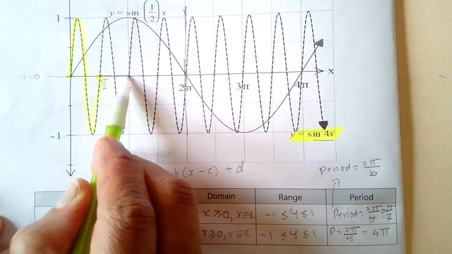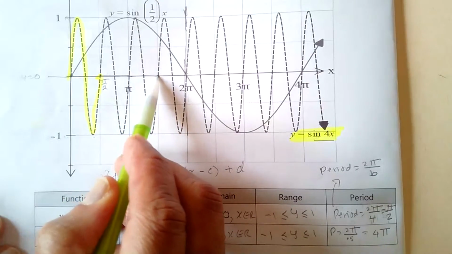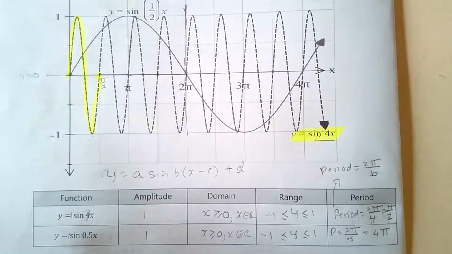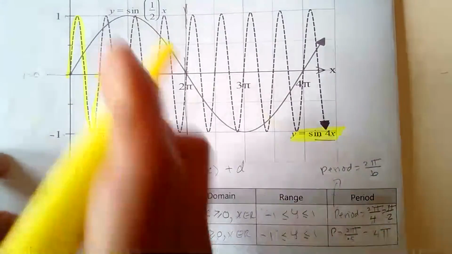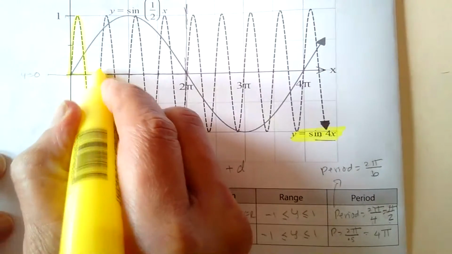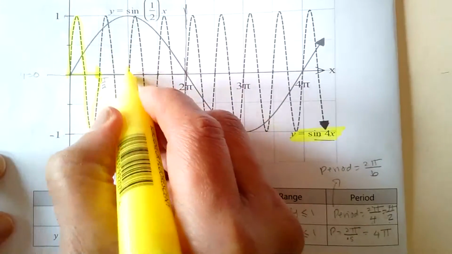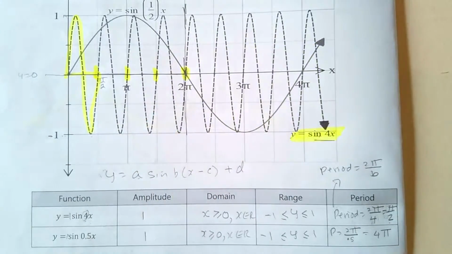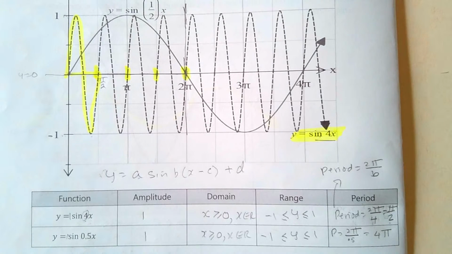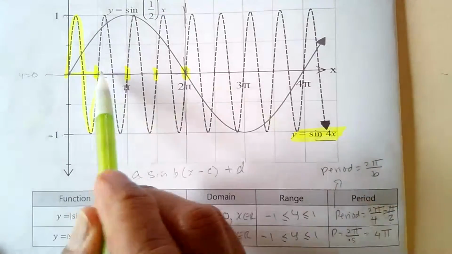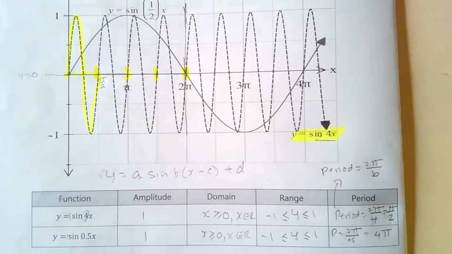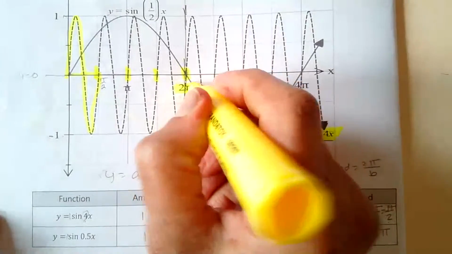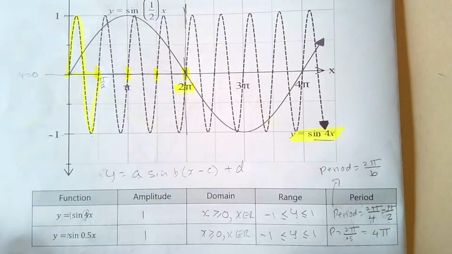Then we have 2, 3, and then 4. So we have 4 cycles. So the first one here, 1, and we have another one here, another one here. So we have 4 cycles in 2 pi. And that's how you determine the number of cycles in a period. The b refers to the number of cycles in 2 pi, and you can calculate it if you're given the equation.